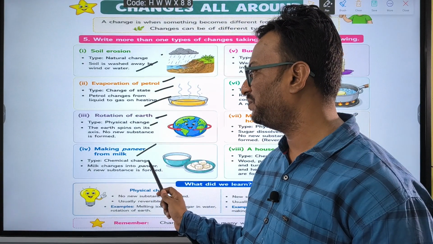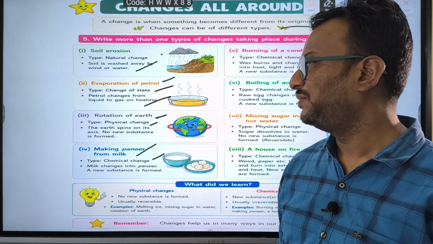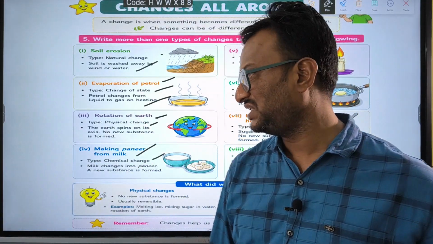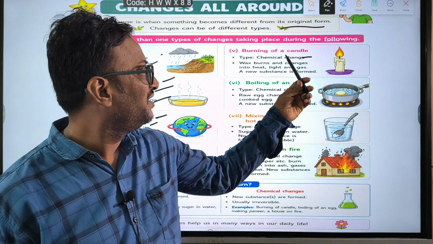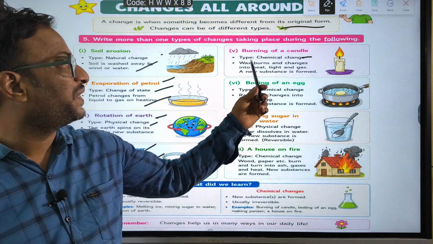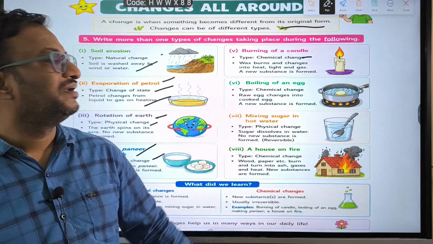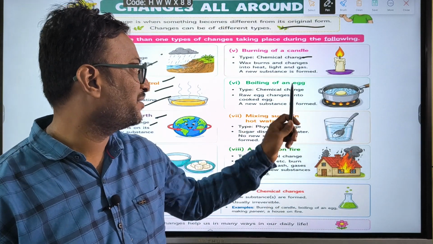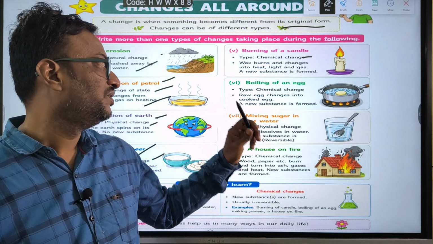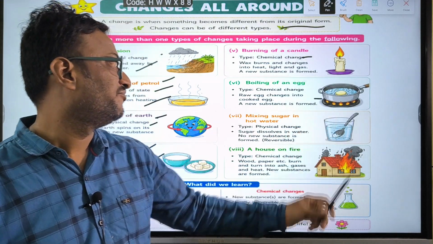Making of paneer from milk is a chemical change. Milk changes into paneer, a new substance is formed. Next, burning of a candle is a chemical change. Wax burns and changes into heat, light and gas, new substances are formed. Boiling of egg is a chemical change. Raw egg changes into cooked egg where a new substance is formed.